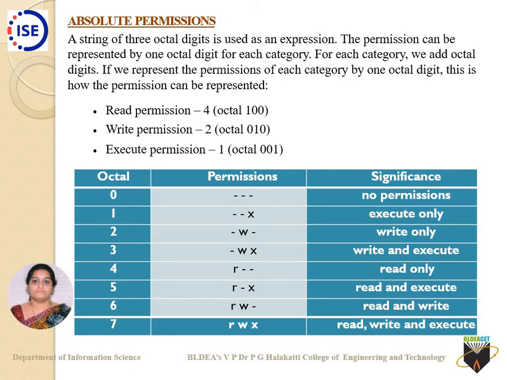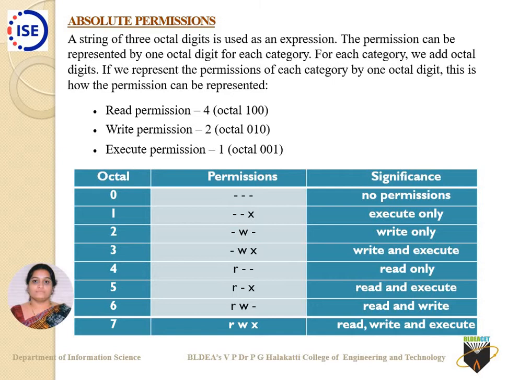You can just come across the slide here. You can see that read permission is given by the numeral 4. If I want to give the read permission, it is given by numeral 4, which is nothing but binary 100. Write permission is 2. So 2 means write permission, 4 means read permission. Execute is 001. It is for execute.